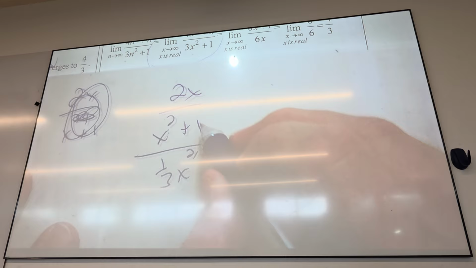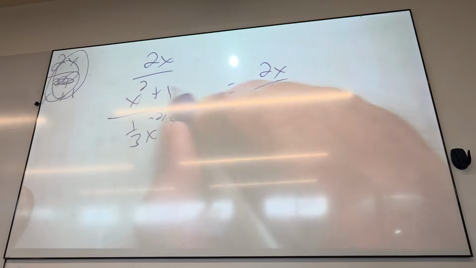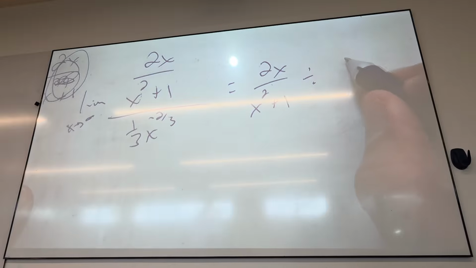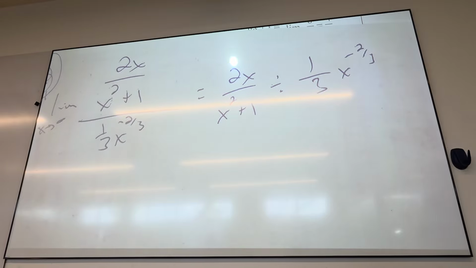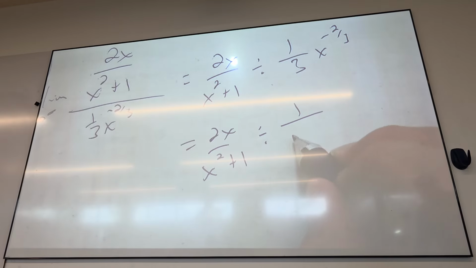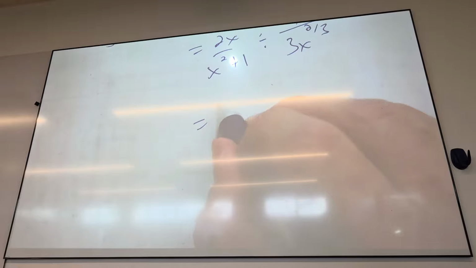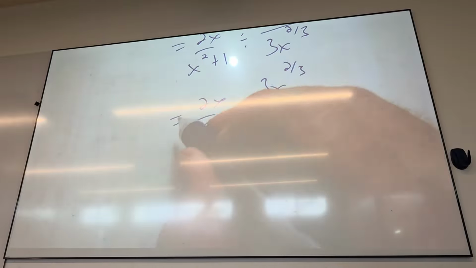Is it negative? Oh yeah, that's right. So, how do I do this? Well, one thing I could do for myself, and of course there's a limit in the background here, but I'm not going to keep writing. This is divided by 1 over 1/3 x to the negative 2. We'll just do that. Which is 2x over x squared plus 1, divided by 1 over 3x to the 2/3. Is that cool? Which, again, is 2x over x squared plus 1 times 3x to the 2/3. And there's still a limit, blah, blah, blah.